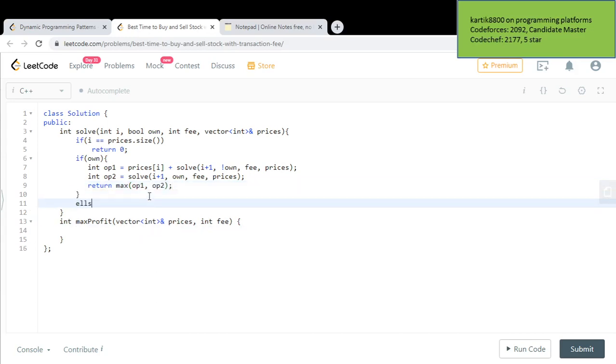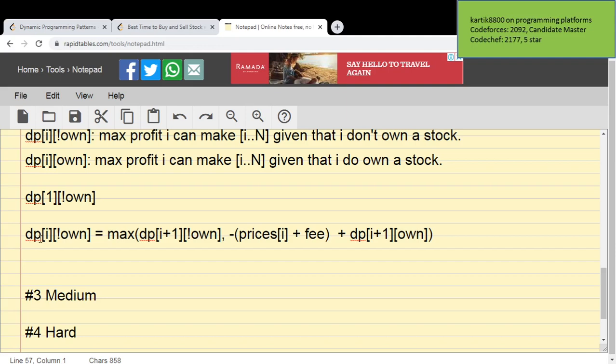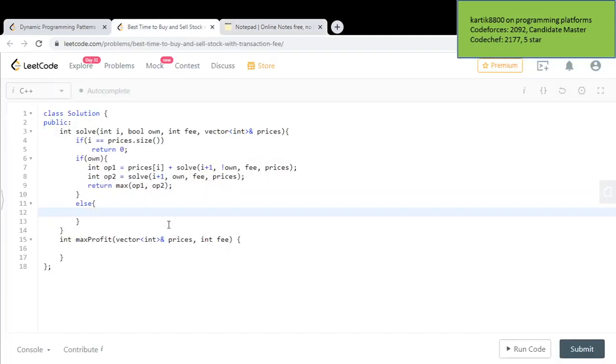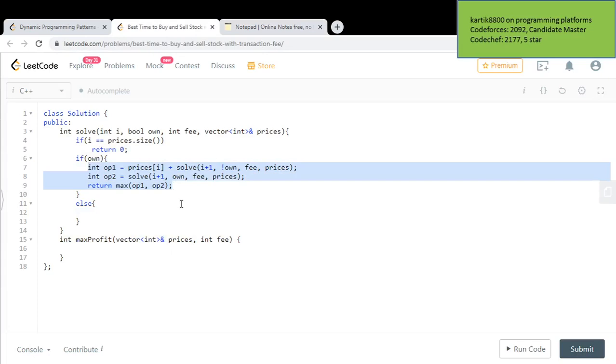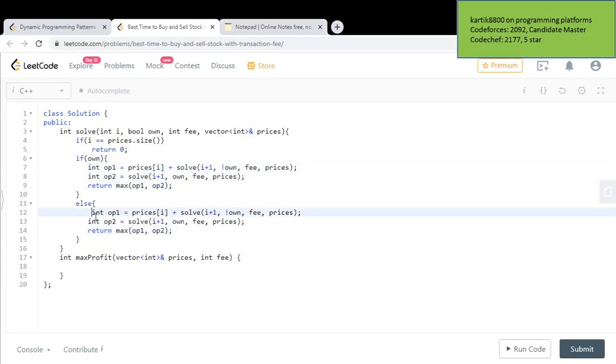And the other case was else, if I don't own a stock at the ith day, then this one. I'll have to code this up. Also, the code can be much more concise, but let it be. Option 1 is that if I do not own a stock, I buy it. Buying means I lose the money of the stock, the current cost of the stock. Also, I pay a transaction fee. So this is negative for me. This is the money that is going out from my pocket. Plus, I need to know what is the most money I can make from i plus 1 till n, given that I do own a stock because I just bought it.